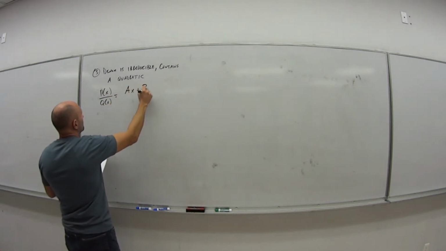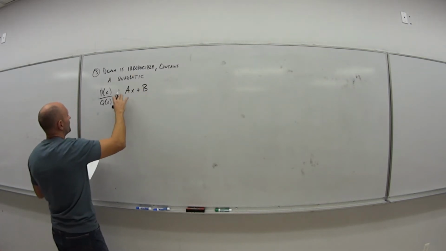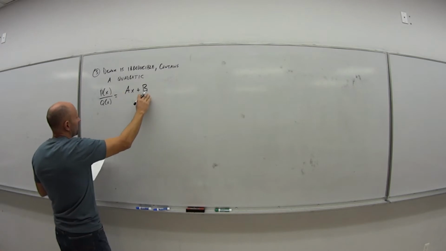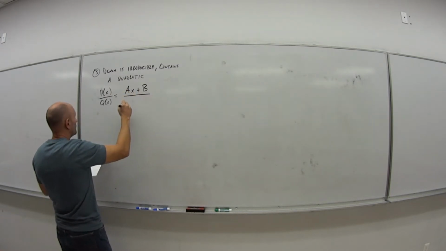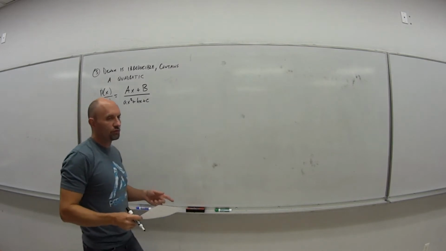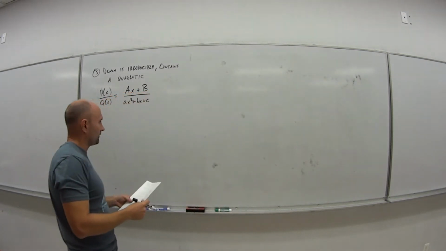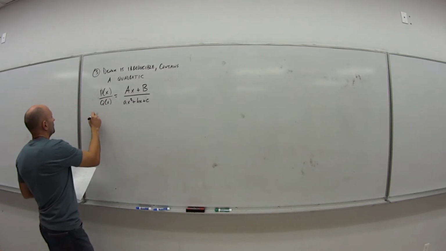So ax plus b. And so this is how we're going to solve these. When we have that, we set it up as ax plus b, a linear equation over the quadratic ax squared plus bx plus c that won't reduce. And then we do our LCD process and do our comparison, etc. So let's look at an example.